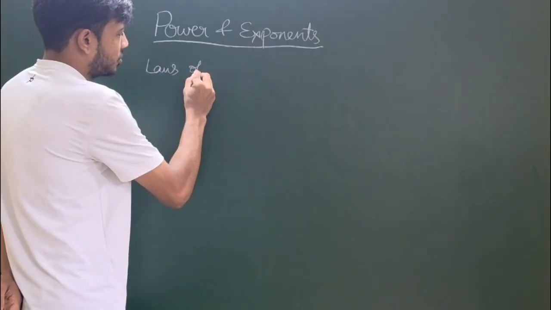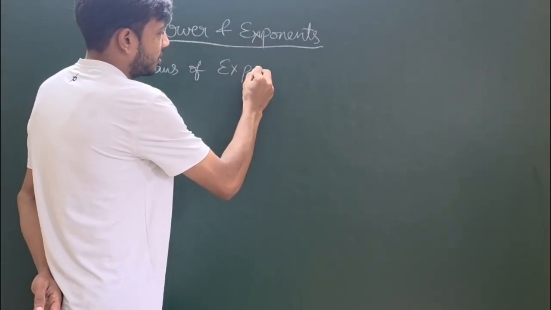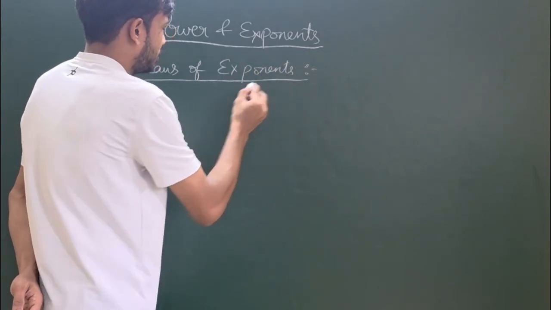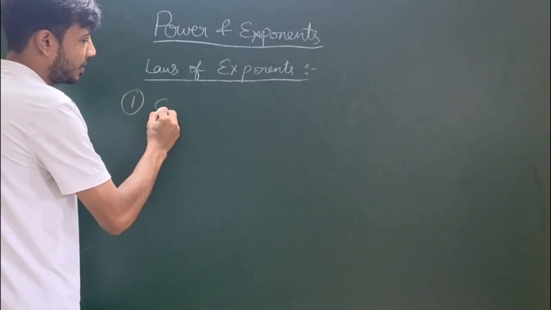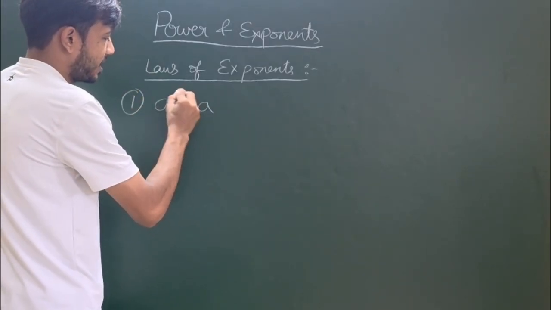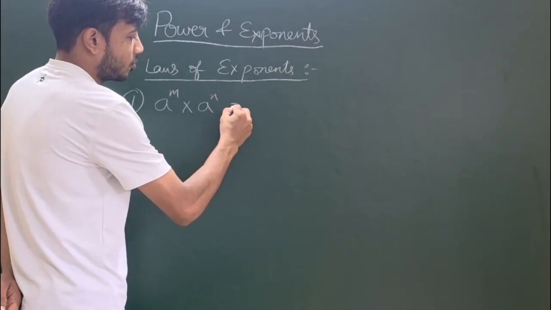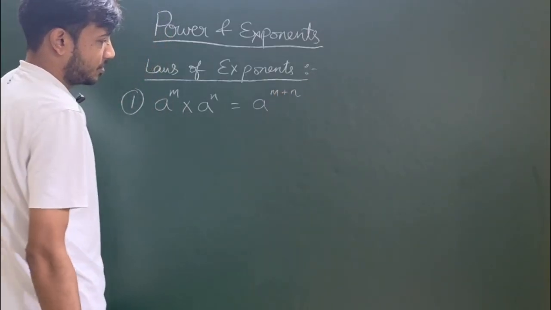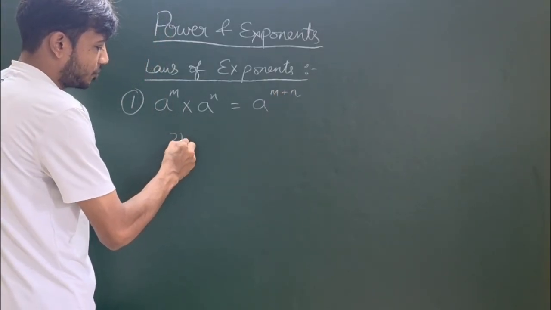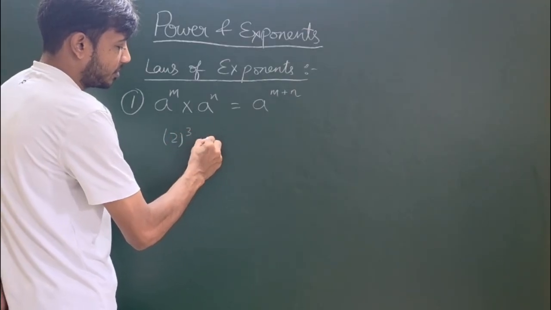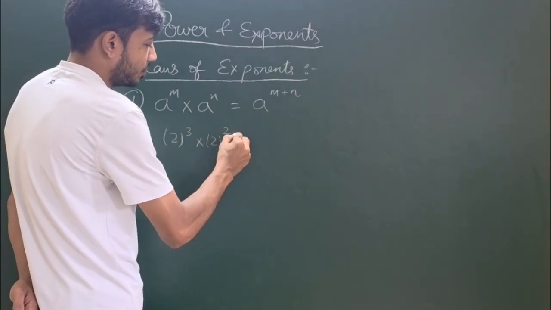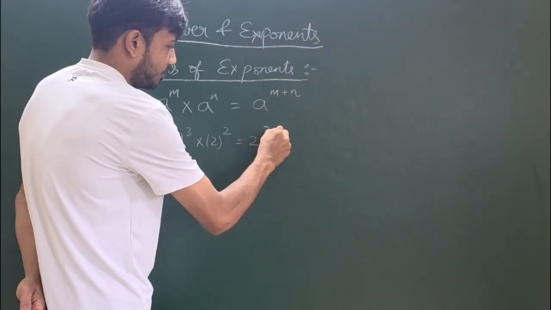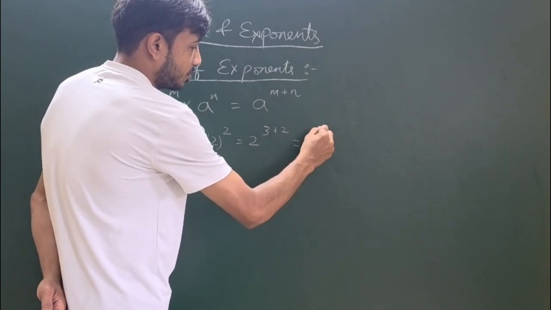Now let's talk about some laws of exponents. So what are the laws? The first law is when the same base has different powers, we can conclude the same base with addition of powers. For example, if 2 to the power 3 is multiplied by 2 to the power 2, then we can say the base 2 is the same, 3 plus 2, that is equal to 2 to the power 5.